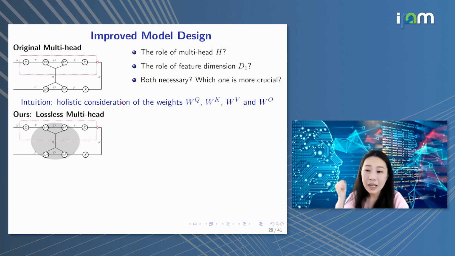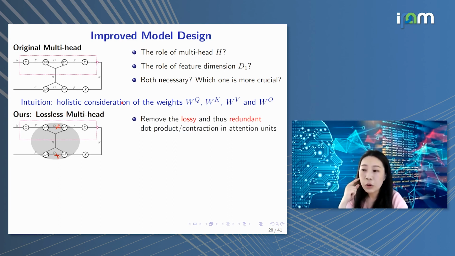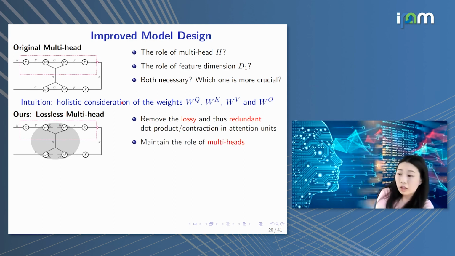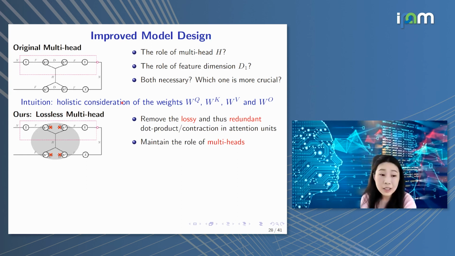self-attention units. What we do is essentially remove the lossy and redundant dot product or contraction in attention units. We claim it is actually redundant, we can actually prove it, I'll show it in a minute, and we can maintain the role of the multi-heads. You can either choose to discard it, which means you get model compression because your model has only 1 over D the number of parameters compared with the original model, or you can choose to merge it.